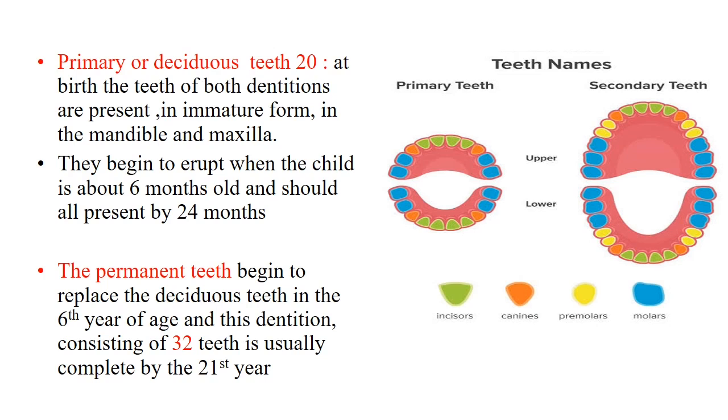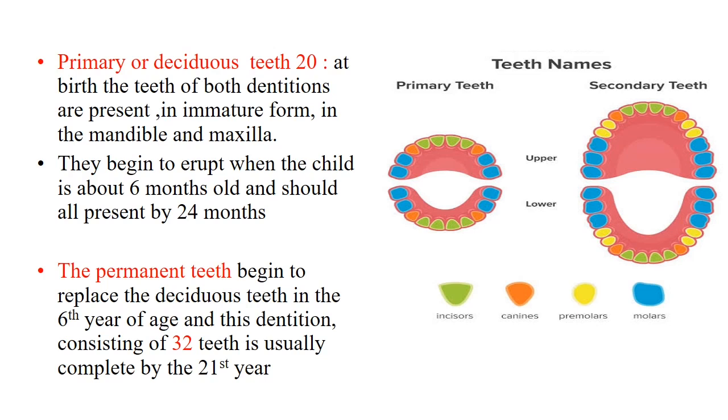Now the primary or deciduous teeth, that is a total of 20. At birth, the teeth of both dentitions are present in immature forms in the mandible and maxilla. They begin to erupt when the child is about 6 months old, and they should all be present by 24 months. Up to 24 months, a total of 20 teeth will have erupted.